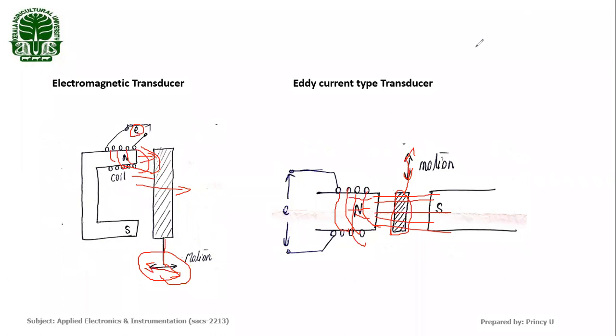We have already studied Lenz's law and Faraday's law. Lenz's law says that any change in current in a coil opposes the cause which produces it.